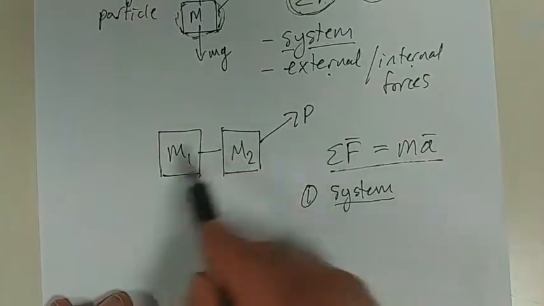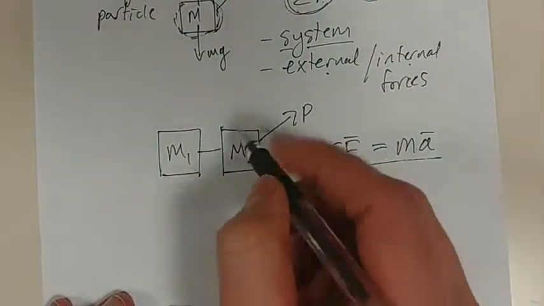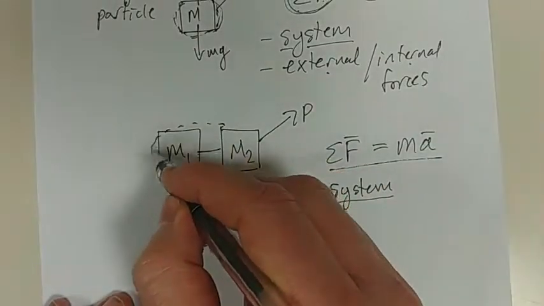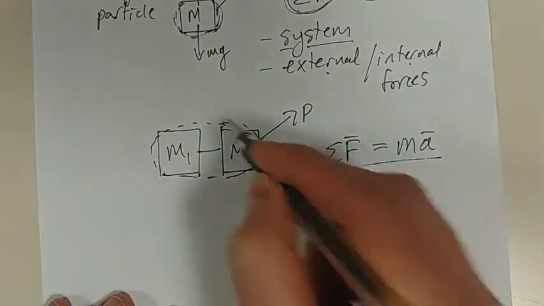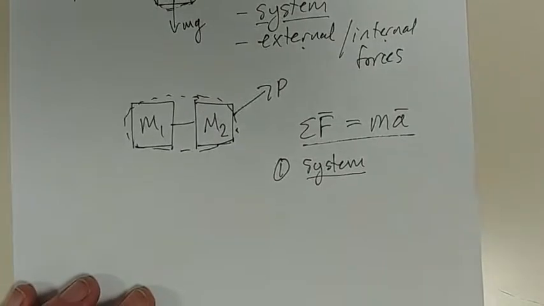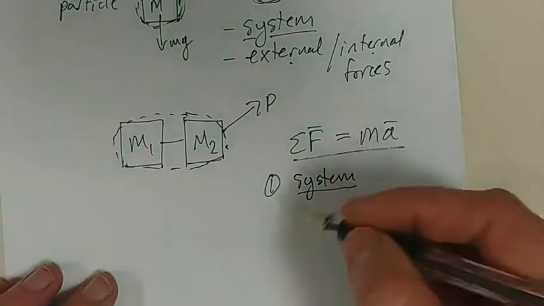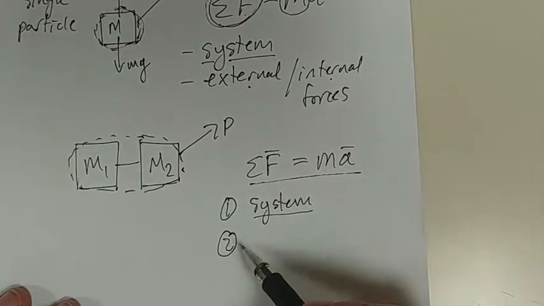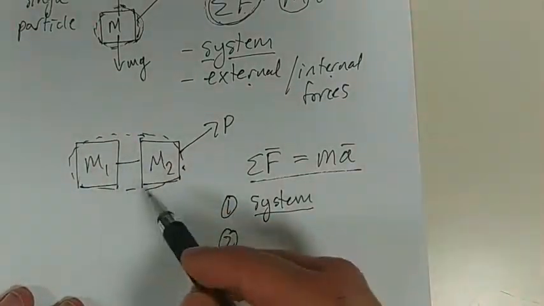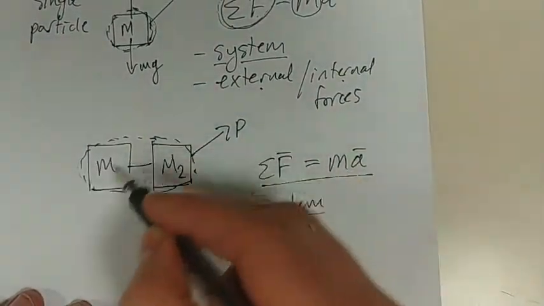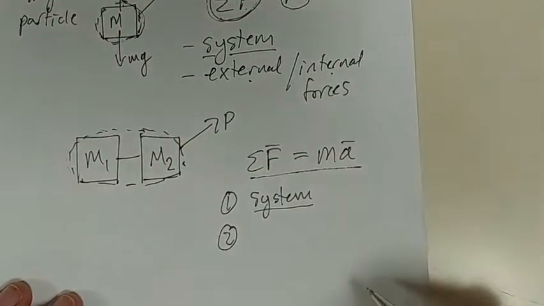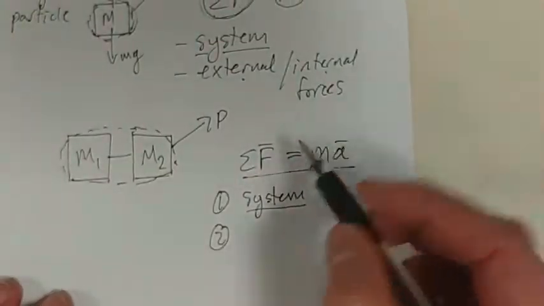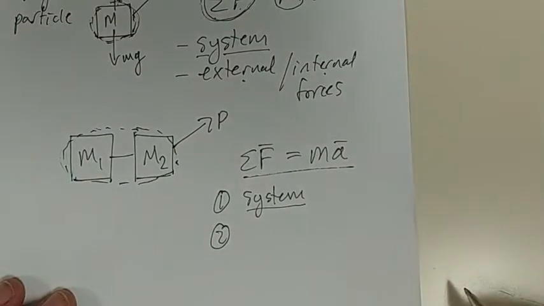Okay, so because we're working with both of these particles, both these bodies, let's define this as our system. Which means what? Number 2, based on the system we have defined, there's our system. It includes both of these particles. Now, how do we make use of this equation of motion?